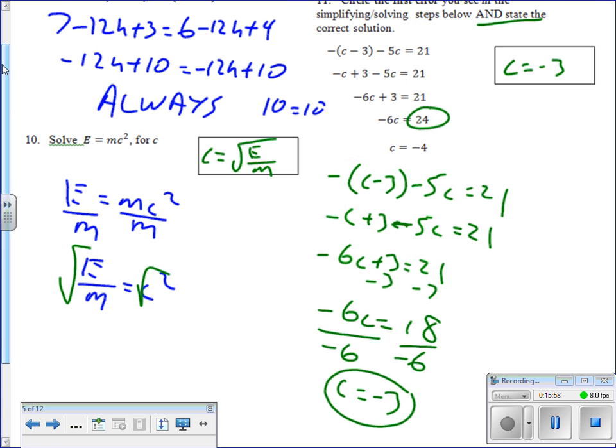Which you are supposed to do, because it says, and state the correct solution. So I need to have both of those. You have to tell me where the problem is, and then you have to give me the right answer.